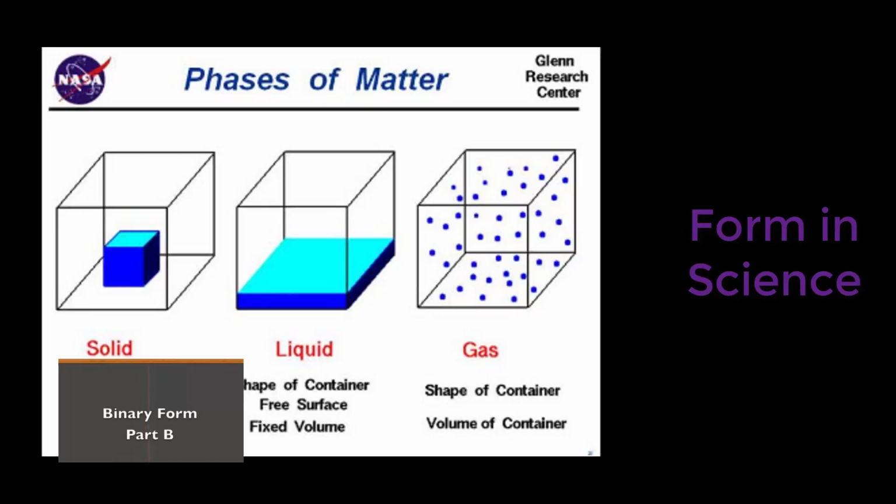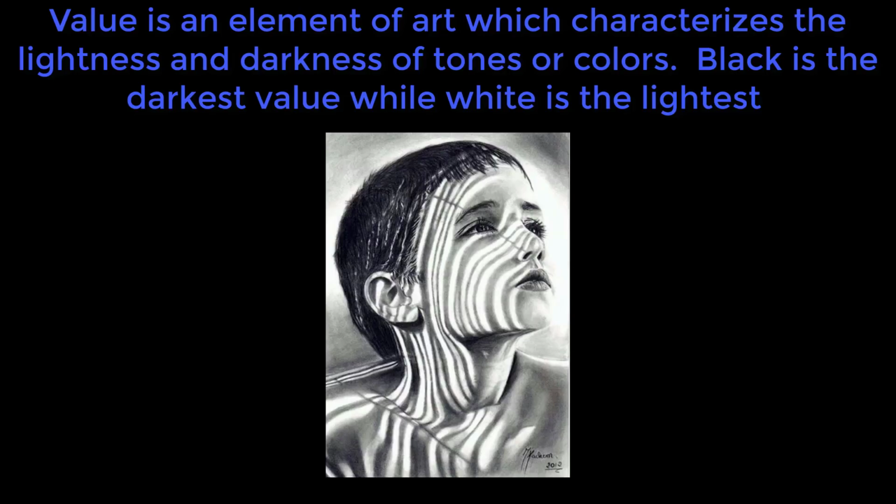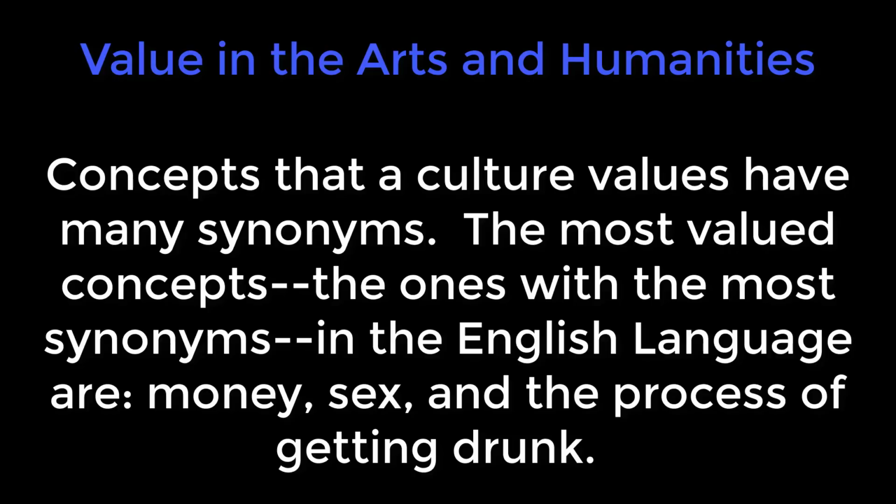The various phases of matter represent distinct forms found within science. HTML contains form elements that help address purposes within the web page. Value is an element of art which characterizes the lightness and darkness of tones or colors.